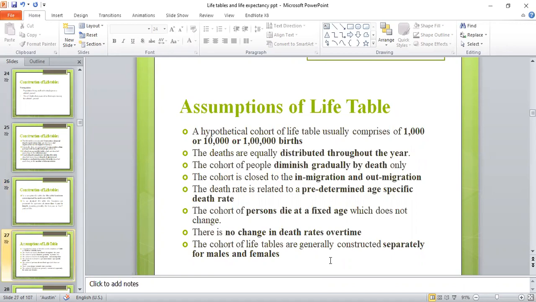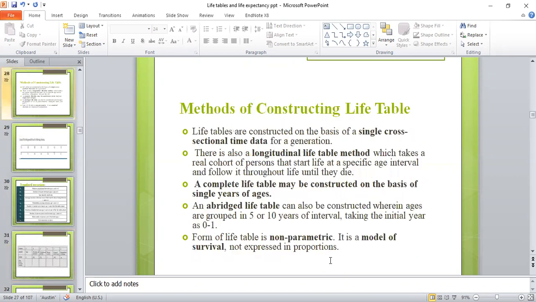Some assumptions of the life table: we can consider that a hypothetical cohort of a life table usually consists of 1,000, 10,000 or 100,000 births. The deaths are usually distributed throughout the population. The cohort of people diminishes gradually by death only. The cohort is closed to in-migration and out-migration. The death rate is related to predetermined age-specific death rates. The cohort of persons die at fixed ages which do not change. There is no change in deaths over time, and the cohort life tables are generally constructed separately for male and female. There are many methods for constructing a life table.